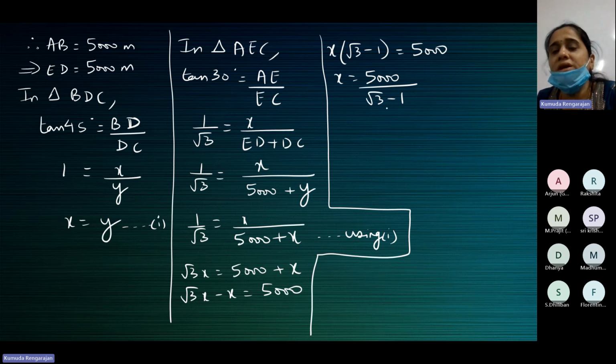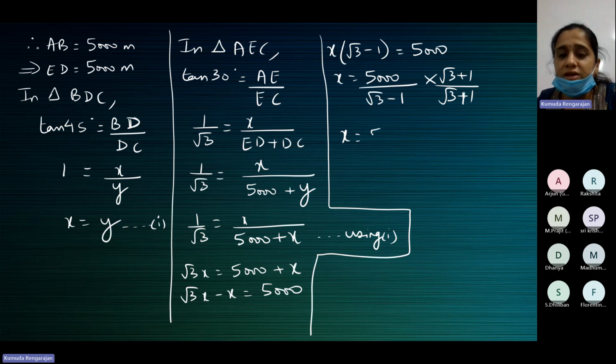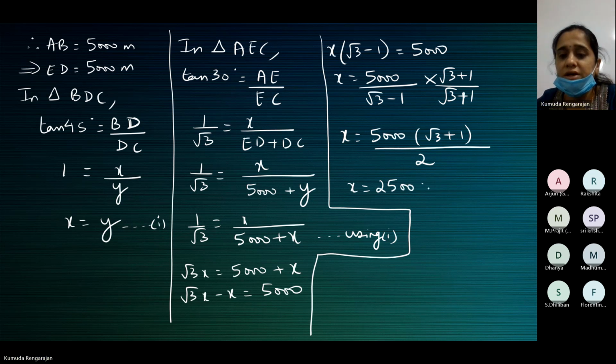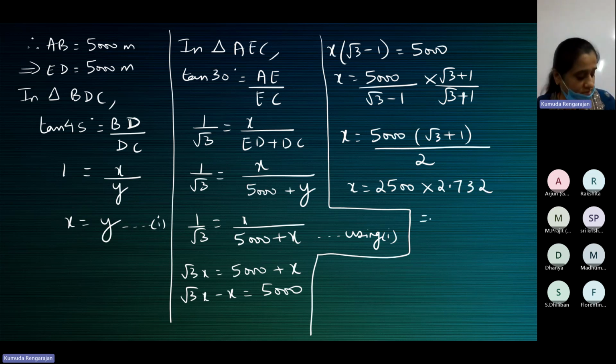Whenever the denominator is irrational, you have to rationalize it. So multiply by root 3 plus 1 by root 3 plus 1. Rationalize it. 5000 into root 3 plus 1 divided by root 3 the whole square minus 1 square. So 3 minus 1, 2. So x is equal to 2500 into root 3 plus 1, which is 2.732. And we got some answer earlier for this: 6830. Yeah.